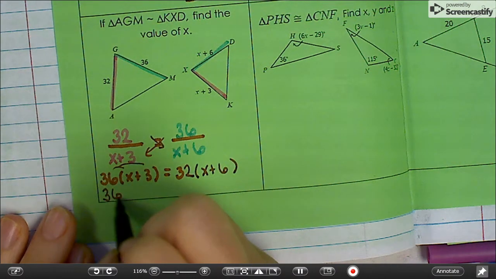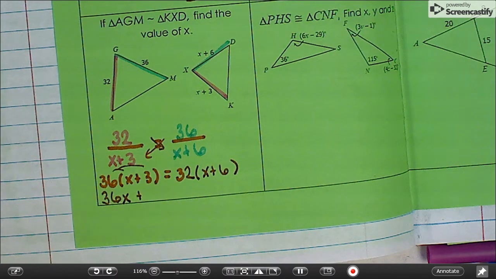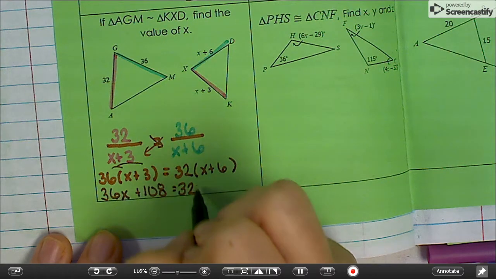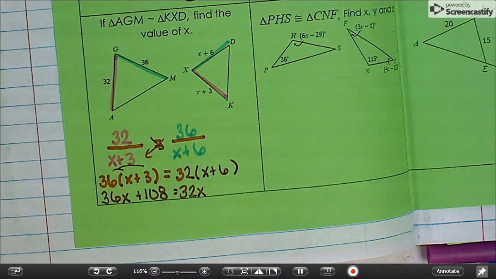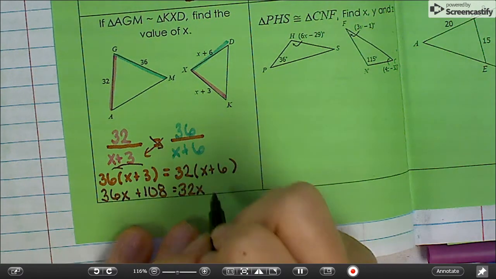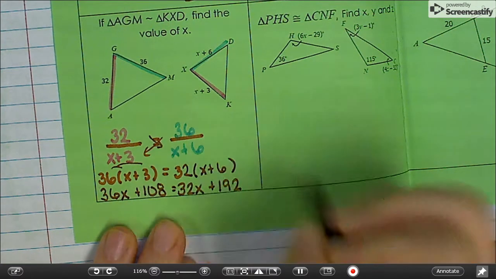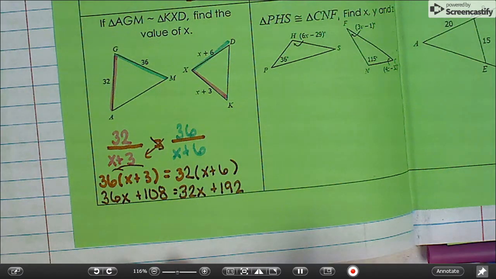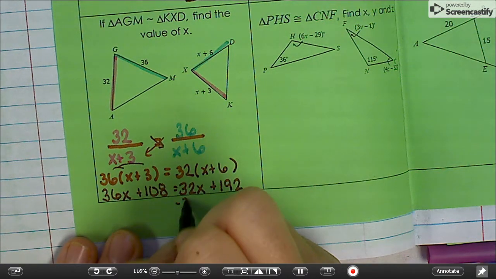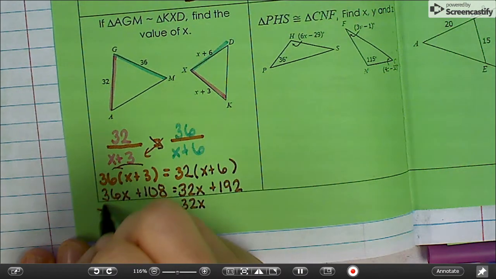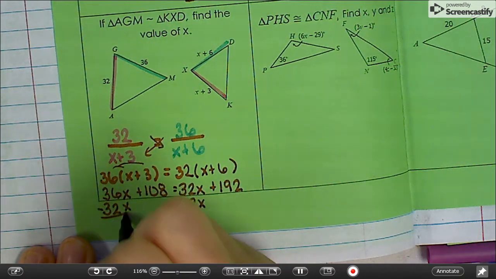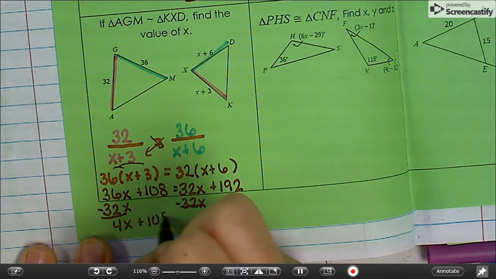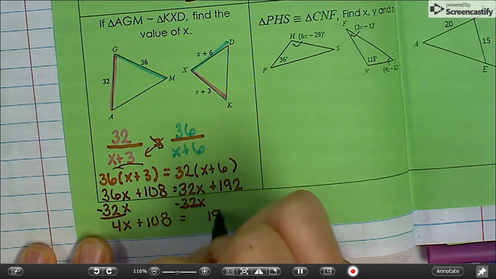So 36x plus 108 equals 32x plus 192. And then we're going to solve that. I would recommend pausing the video so that you can solve it and check your answer. Remember, you may have done it in a different order than me. That's absolutely fine. Just make sure you're following the rules and you're good.